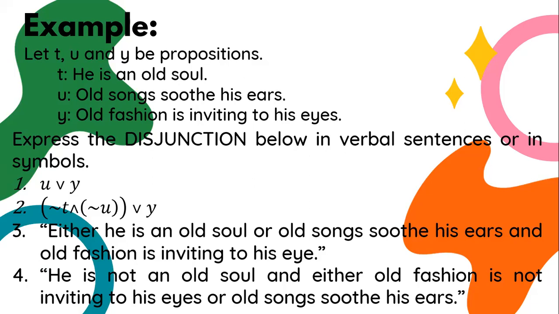Old songs soothe his ears, or old fashion is inviting to his eyes. Okay, so that's correct. Diba? So pinag-combine lang natin yung U and Y connected by the logical operator or. Okay po. Let's have number 2. Thank you, Benson. Let's have number 2. Ayan, meron na siyang inclusion of the negation and the conjunction, then the disjunction. Tatlo.